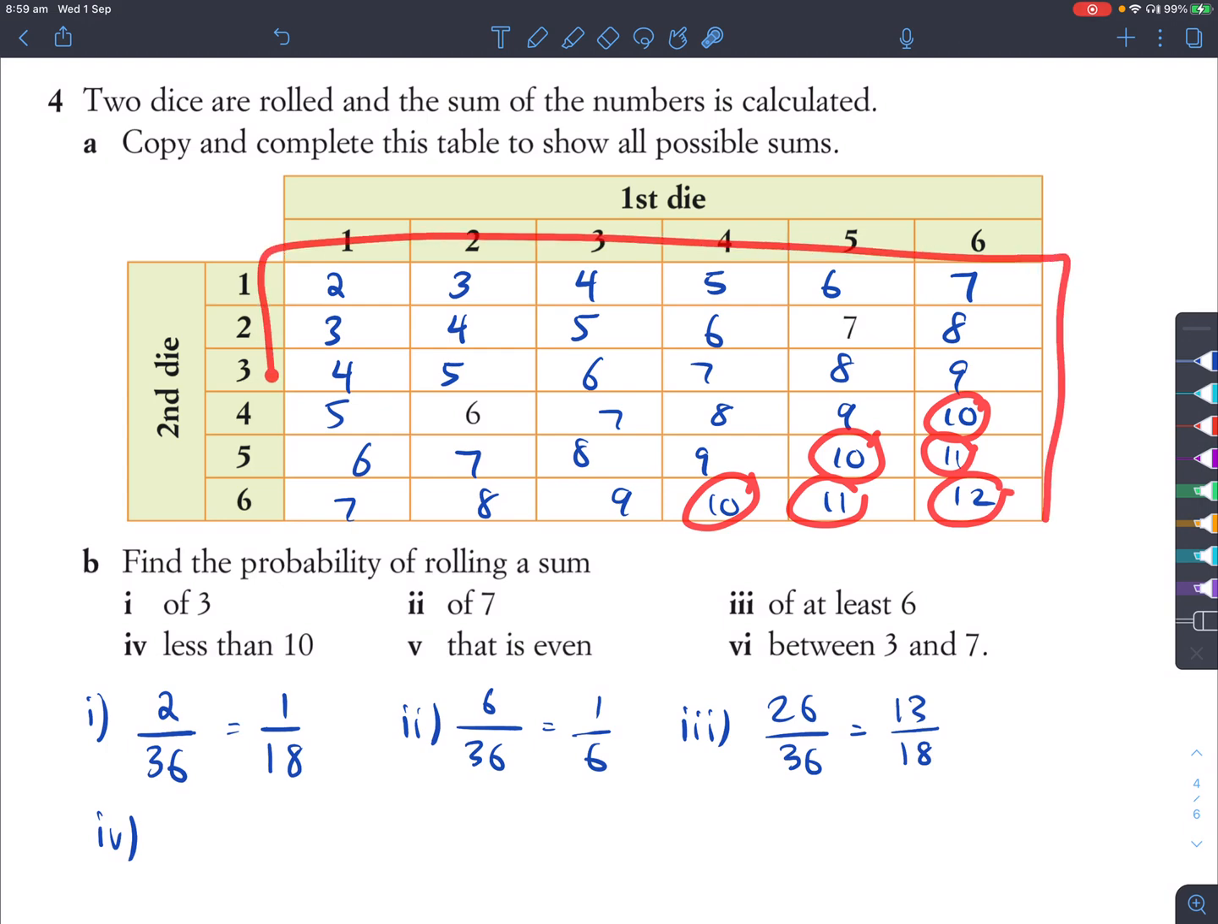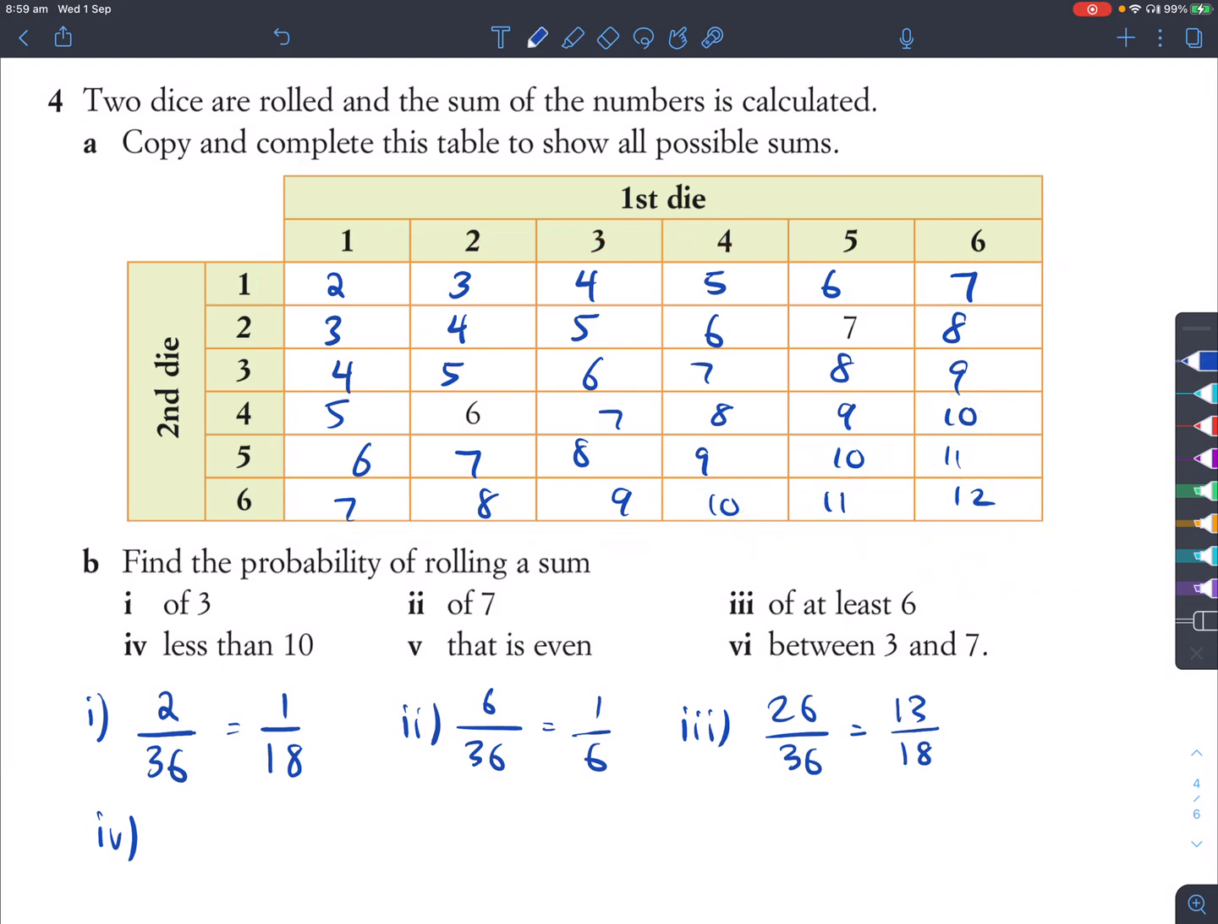But in total, there are 36 of them, and we want the ones that are not circled. So if we do 36 minus 6, that gives us 30. That's what we want. So with 30 out of 36, if we divide the top and bottom by 6, we'll get 5 out of 6.